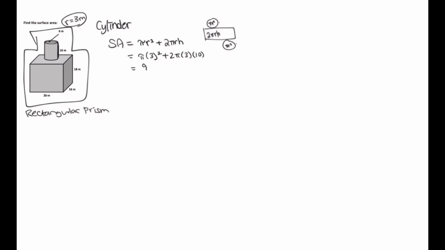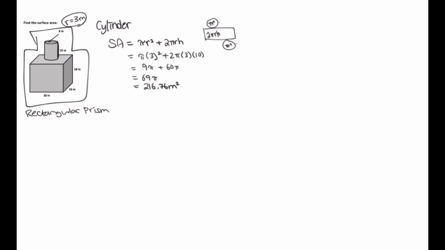I'm just going to solve for this now. I have 9 pi plus 60 pi is equal to 69 pi. Put that in my calculator: 69 times pi gives us 216.76 meters squared. Okay, so that's the area of my cylinder I have here.